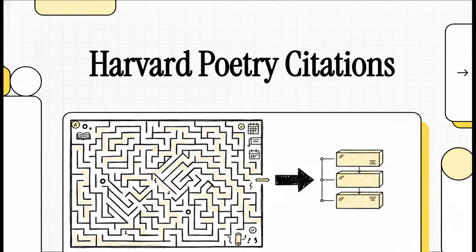All right, if you're joining me for this explainer, you're probably deep in the trenches of an academic paper. You're staring at a blinking cursor, totally dreading the bibliography. We've all been there, right? Formatting poetry citations can feel like an absolute nightmare, a dizzying maze of commas, italics, and dates that just distracts you from the brilliant analysis you just wrote.